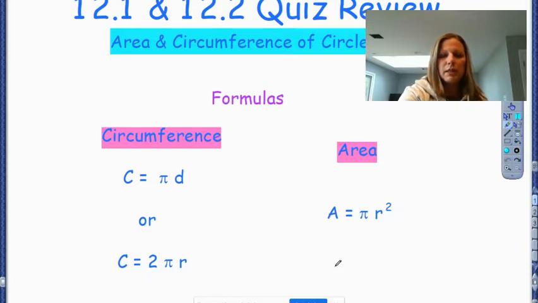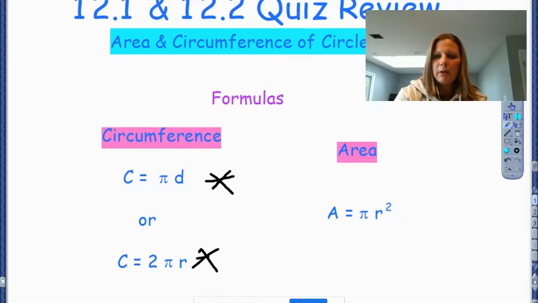If we are given the diameter, we use this formula here. And if we're given the radius, we use this formula. And then when we have area of a circle, we use the area equals pi r squared. So once you are able to identify what formula you are supposed to use, the rest is really pretty simple. It's just a lot of calculator usage at that point.